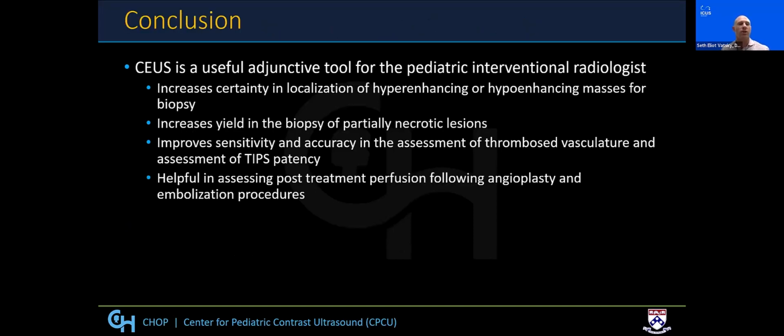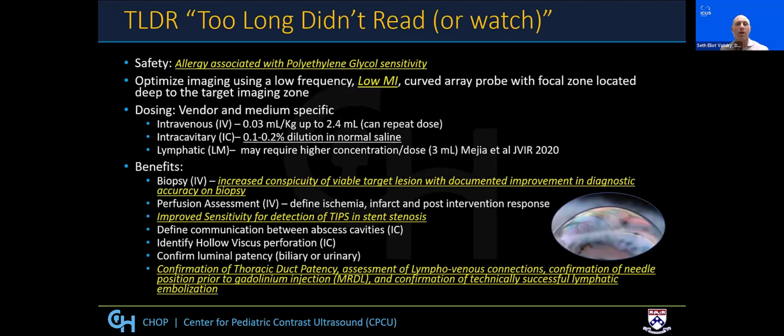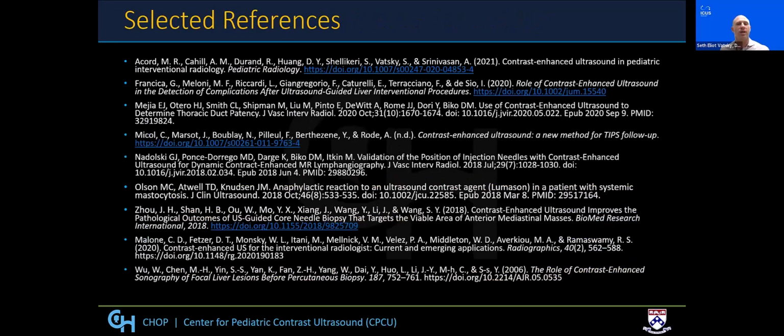So in conclusion, contrast-enhanced ultrasound is a useful adjunctive tool for pediatric interventional radiology. It increases localization of lesions for biopsy. It increases yield of partially necrotic targets and improves sensitivity and accuracy in the assessment of thrombosed vasculature and assessments of TIPS patency. It can also be helpful in assessing for bleeding and perfusion following angioplasty and embolization procedures. This is the summary slide, with some selected references.